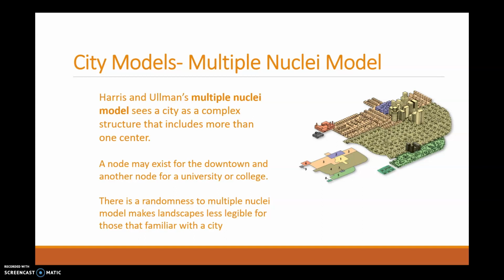A node may exist for a downtown and another node for a university or college, and as you can see in the city of Philadelphia now, we have a lot more universities stepping up, right? Temple used to be a big university, but not as big as it is now, buying all the land around it, etc. Gentrification. University of Pennsylvania is the same way. These colleges are almost becoming like cities of their own, whereas in the past they weren't.